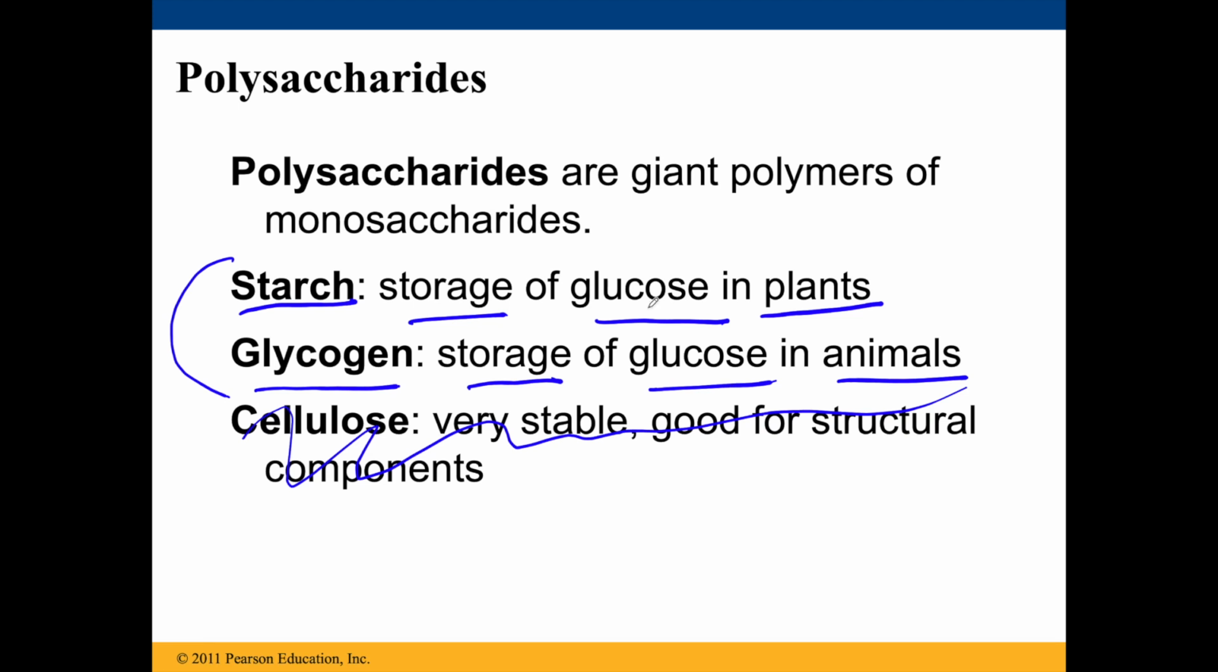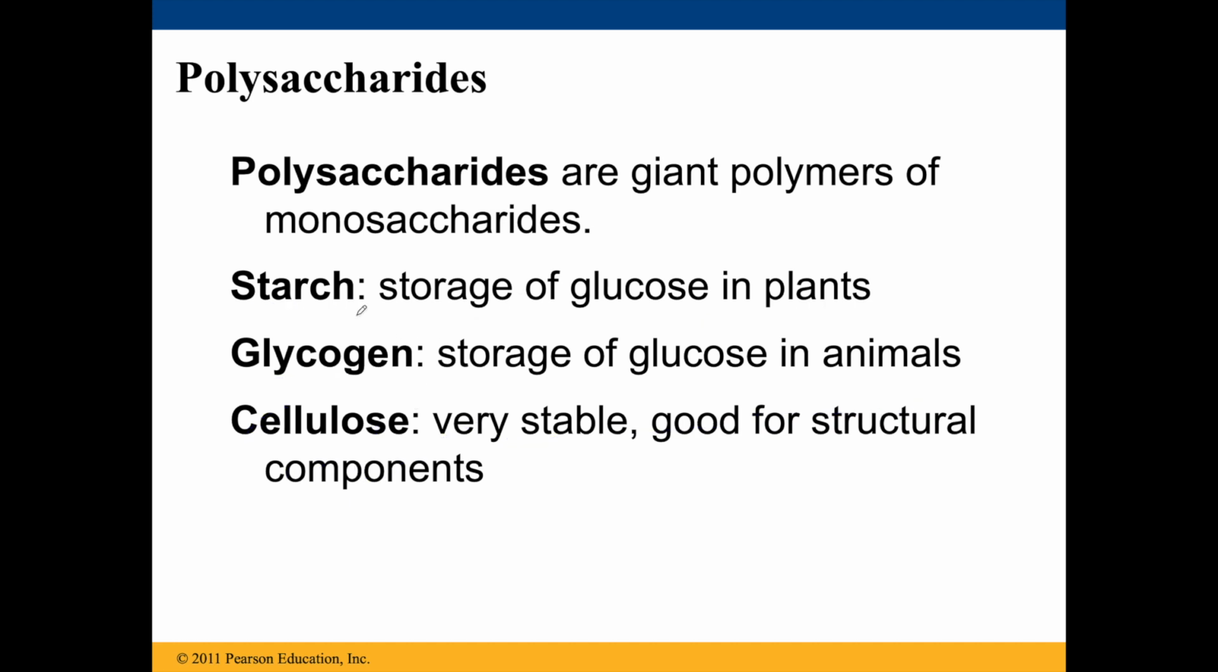Okay, and in animals, that's glycogen, like you have glycogen inside your cells. And in plants, that's called starch. Okay, so these are long chains of glucose for later energy use. All right, so that's starch and glycogen.